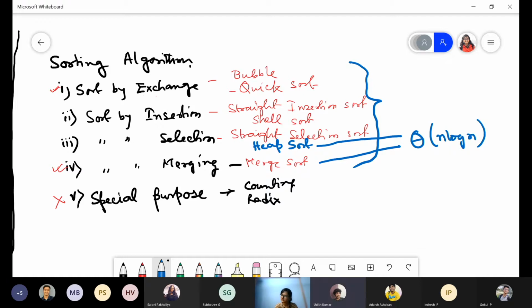Theta is the average case, ma'am. It's like when you write both the upper bound and the lower bound, and the lower bound is n log n, yeah.